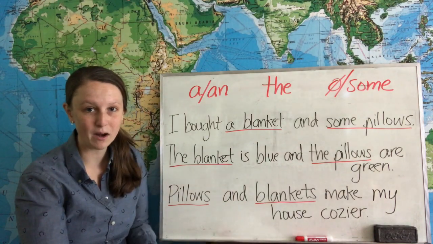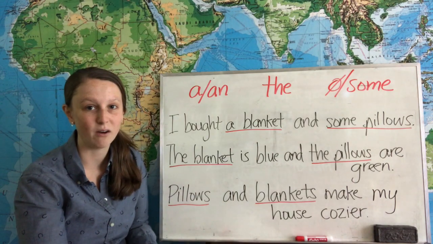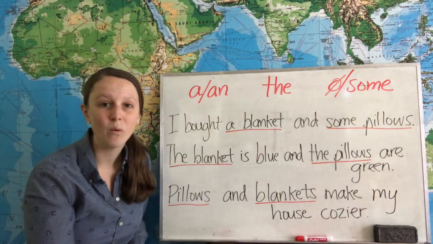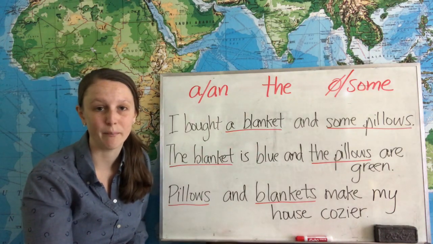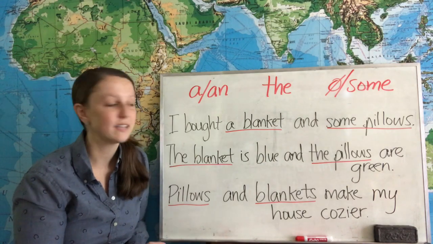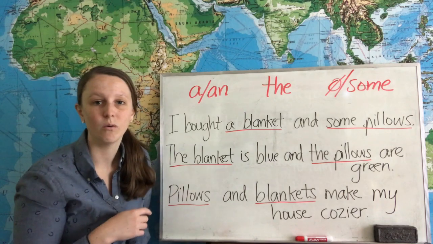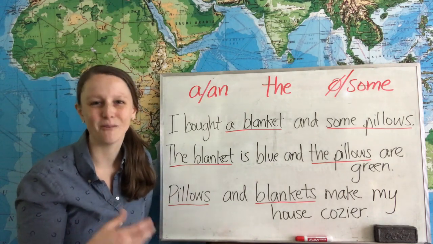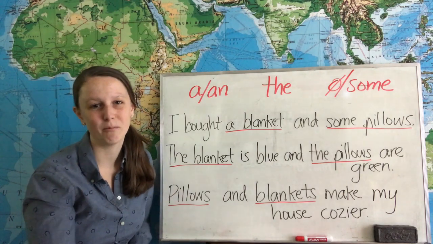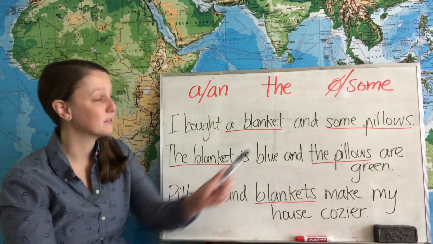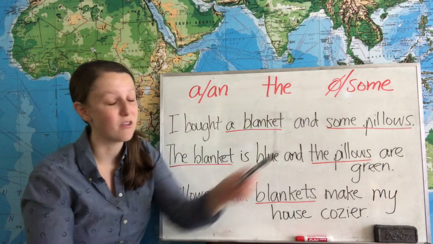Now the last thing I want to point out is that singular count nouns like blanket will always have a determiner of some kind. It will always have an a, the, or my, or this, or that. It will always have one of these determiner words before it. And we can't use singular count nouns with no article.